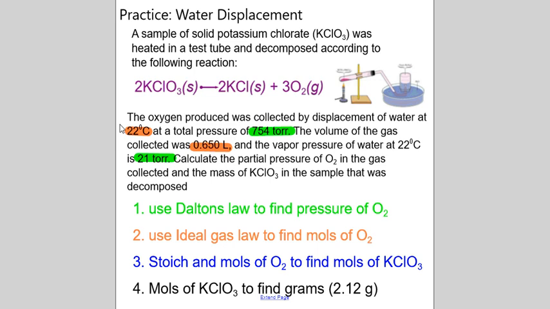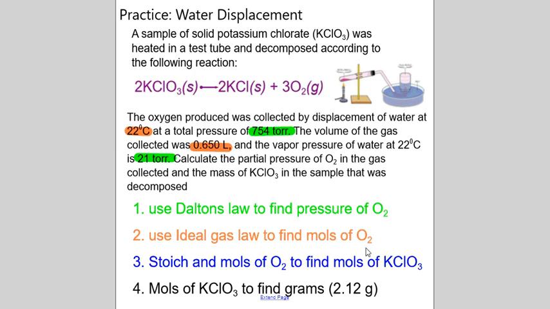So, color-coded walkthrough again. Using the green text, you can use Dalton's law of partial pressure to find O2. We know the total pressure, and we know the partial pressure of the water is 21. So subtracting, we can find the partial pressure of oxygen. A little mental math, what is that, 733 torr.